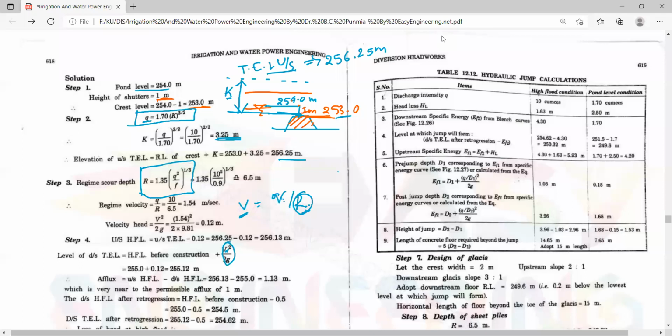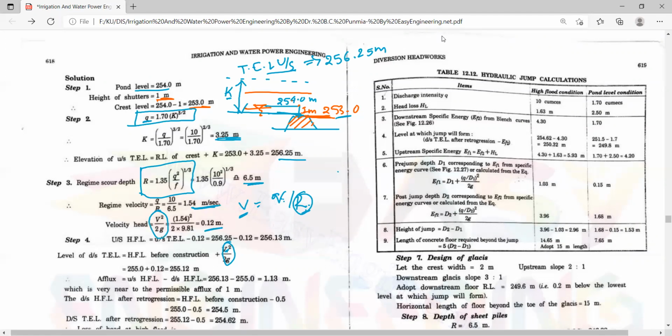The Regime's scour depth is 6.5 meters. Anyhow, we know the Q value and F value given in the problem, and the R value will be 6.5 meters. If you substitute the R value and Q value, you are going to get the Regime's velocity, 1.54 meter per second. After calculation of the velocity, you need to calculate velocity head, that is V square by 2g. If you calculate V square by 2g, we are getting 0.12 meters.